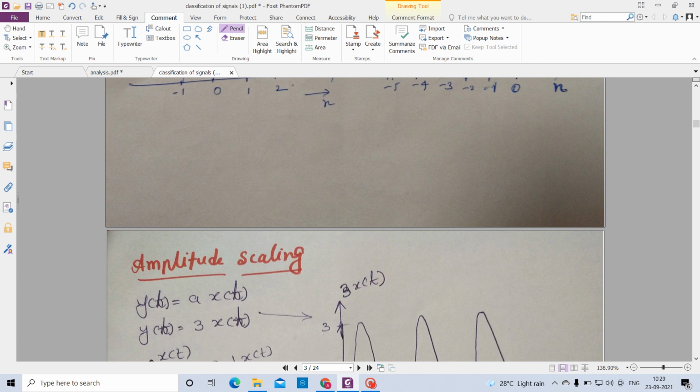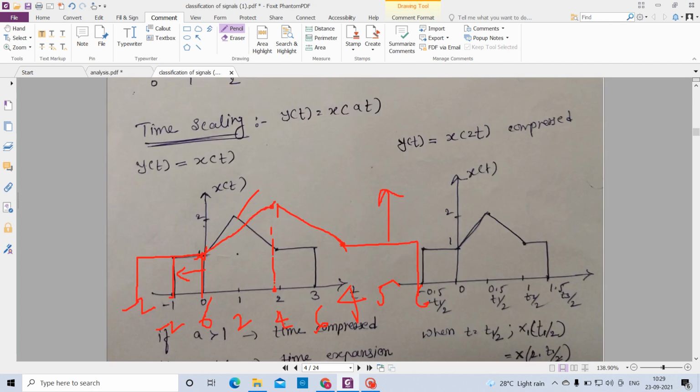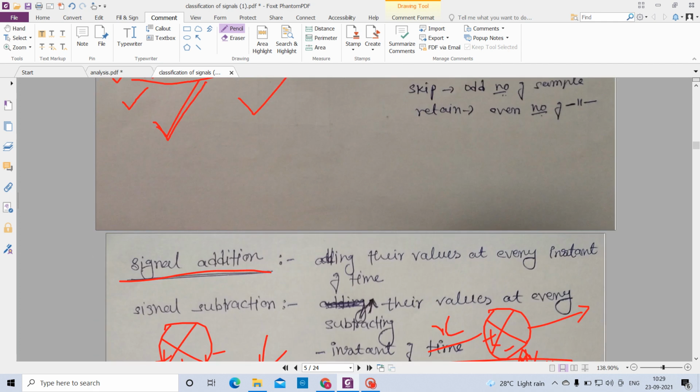Hello students. We have discussed time shifting, time scaling, time reversal, amplitude scaling, and signal addition and signal subtraction. Today we will see how to do signal multiplication.